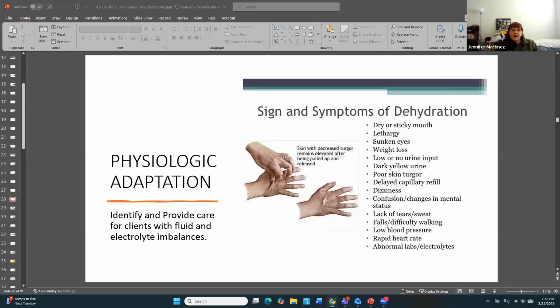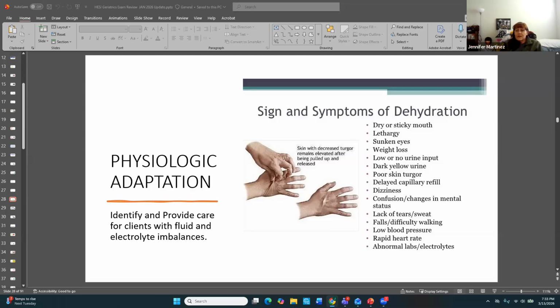Physiological adaptation. So identify and provide care for clients with fluid and electrolyte imbalances. Again, we know that the elderly are higher risk for dehydration for a variety of reasons. Decreased mobility may make it harder for them to get up and go to the restroom, right? So they may not drink as much, so that they don't have to get up and use the bathroom as much, so they will avoid drinking, basically just drinking the minimal amount.